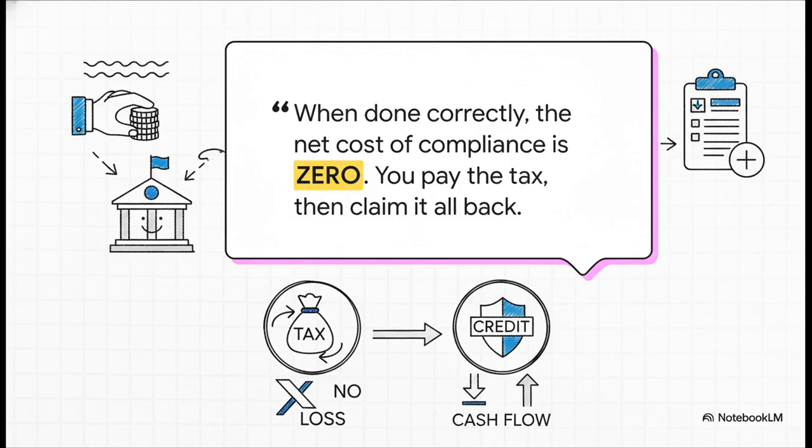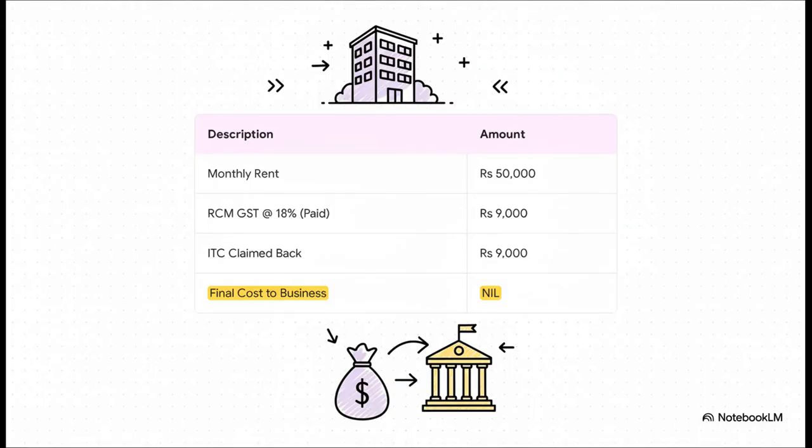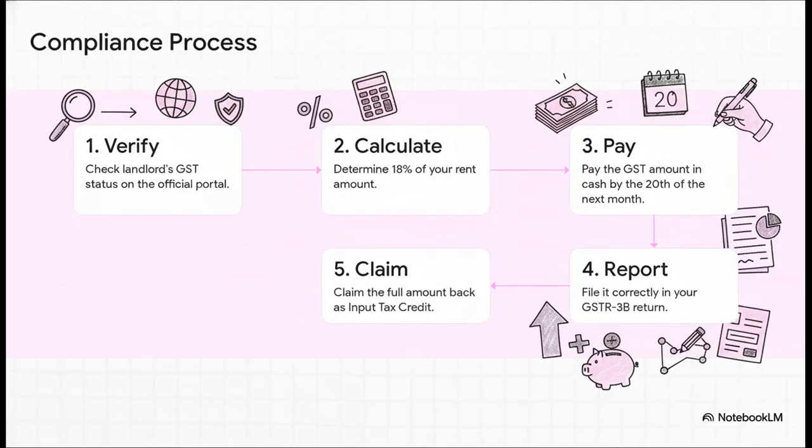That credit can then be used to pay off other GST you owe, so it's just a temporary cash outlay, not a permanent loss. Let's make it real simple. Imagine your rent is 50,000 rupees a month. You calculate 18% of that, which is 9,000 rupees. You pay that 9 grand to the government. Then when you file your taxes for that month, you claim an input tax credit of 9,000 rupees. The net effect on your bank account? 0.